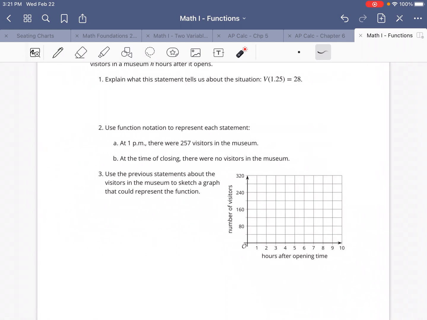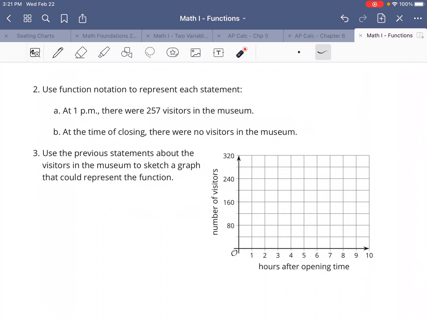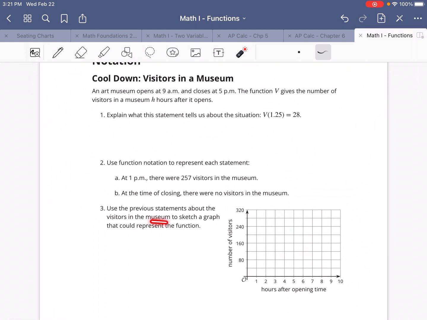And then try to sketch a possible graph that could represent the function. Think about the different values that you found out in the previous problems. Plot those as points on your graph, and then draw some sort of a graph. If you have any questions, let me know.